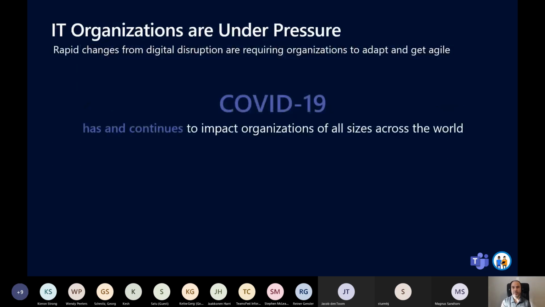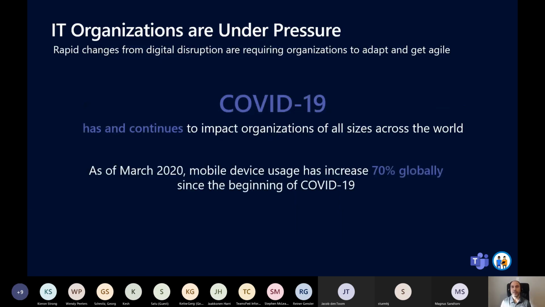And again, with COVID-19, things have changed. Where people used to work more in the office, now there are more people working remotely. Also, there has been a huge push for our frontline workers to help out, be available longer times and provide more support than they normally would. And we've seen an increase of about 70% of mobile usage as of March 2020. So again, big impact.